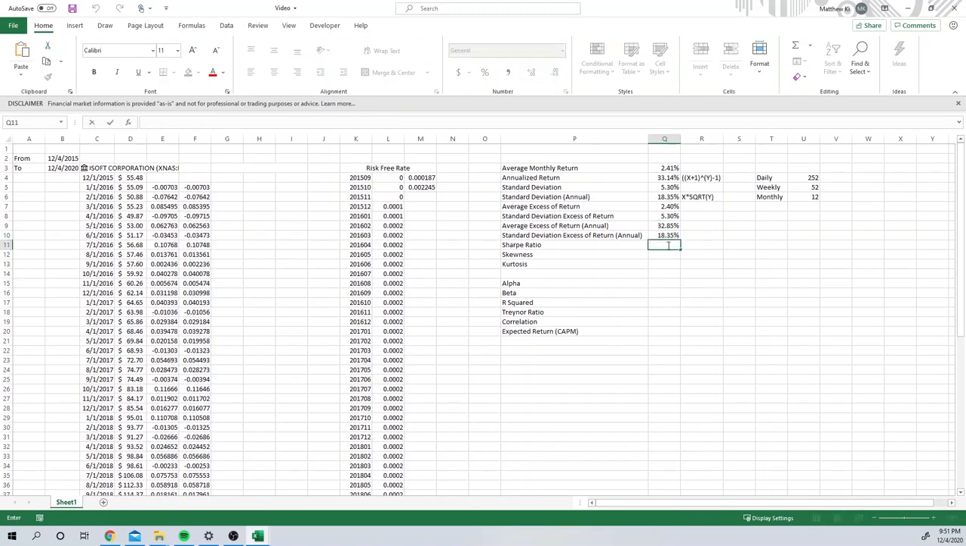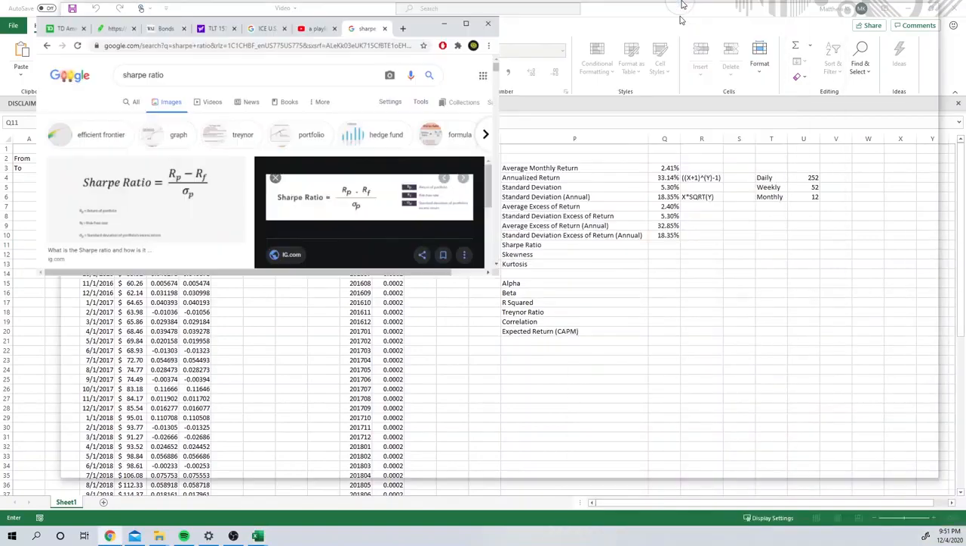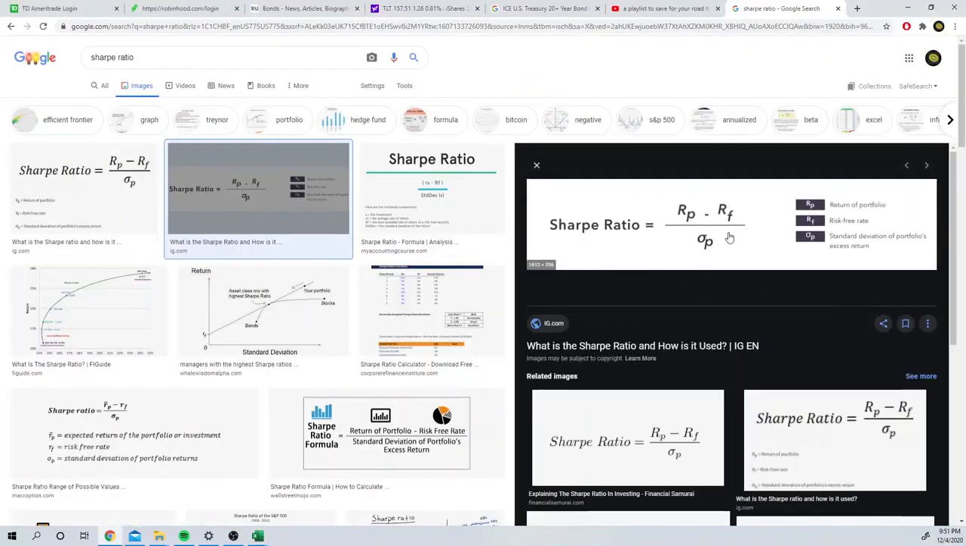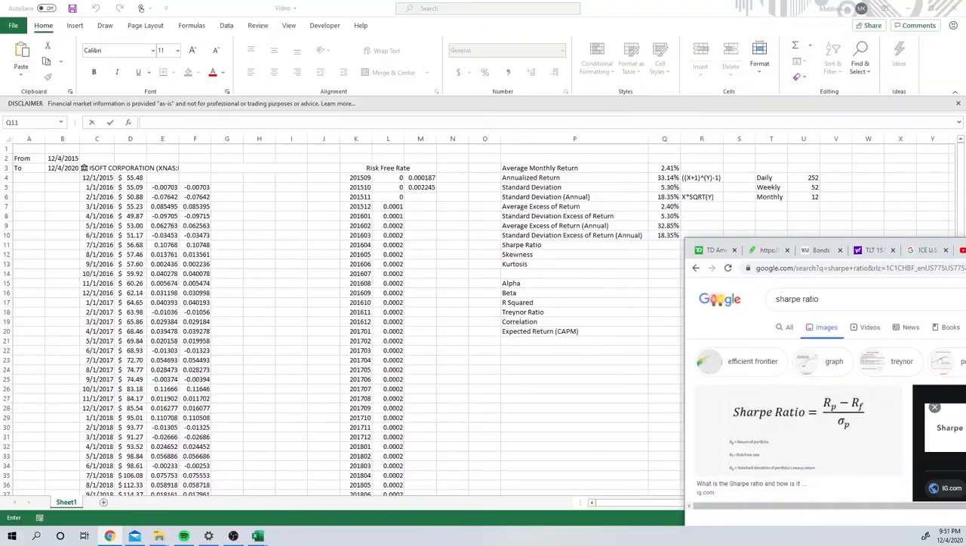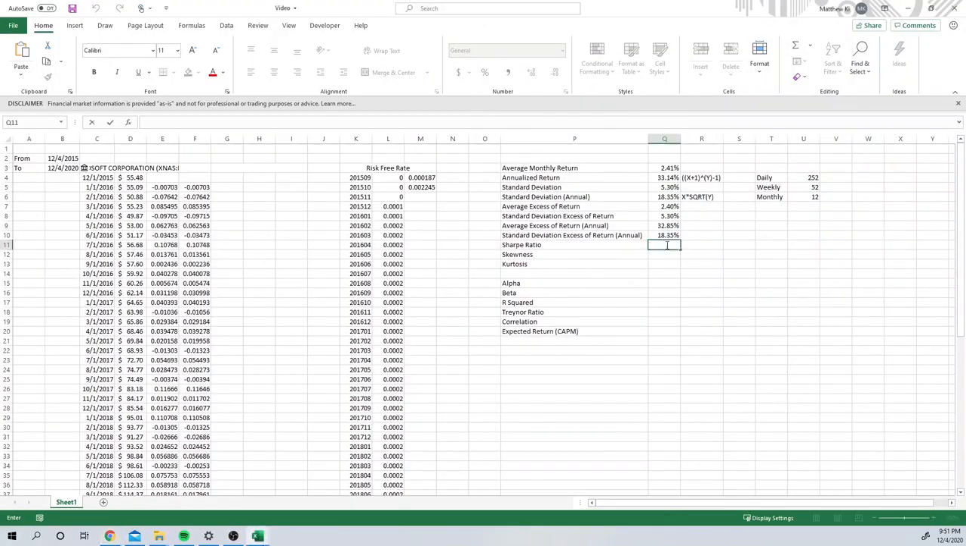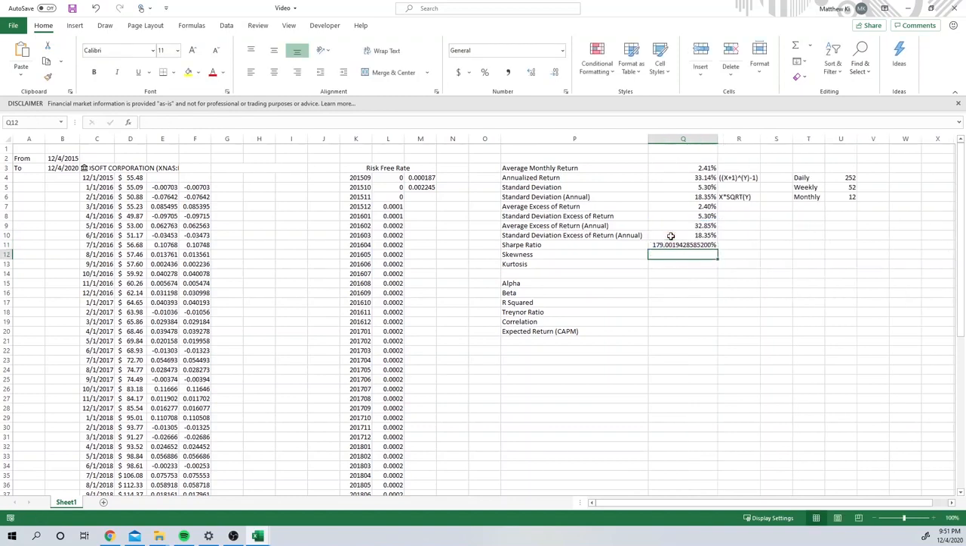Now, for the Sharpe ratio, let me show you guys the formula. So this is the formula for Sharpe ratio. It's the return for the portfolio minus the risk-free rate, divided by the standard deviation of the excess return. So we just calculated all that, and now let's just calculate Sharpe ratio. We gotta take the average, I do the annuals, right, divided by the standard deviation.